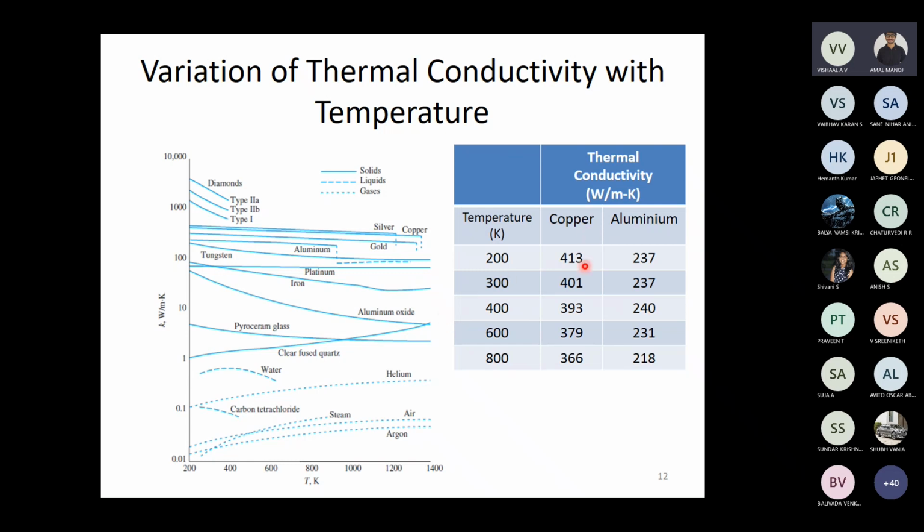Now here is a comparison between two metals, copper and aluminum, at different temperatures. 200 Kelvin is a sub-zero temperature. It's minus 73 degrees Celsius. Up to 800 Kelvin, so it's a high temperature, about 500 degrees Celsius.